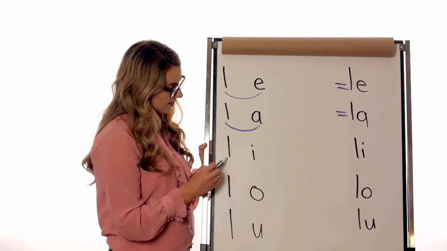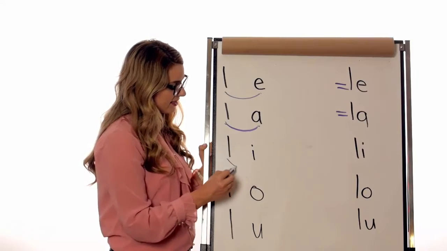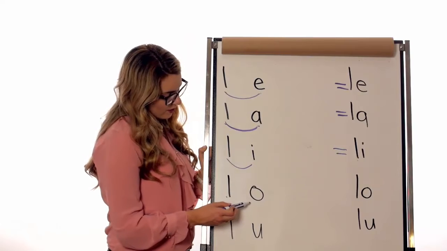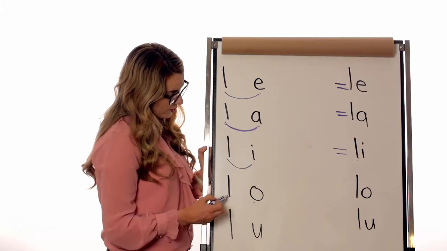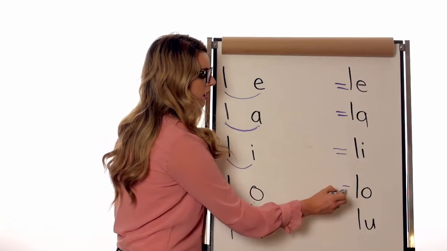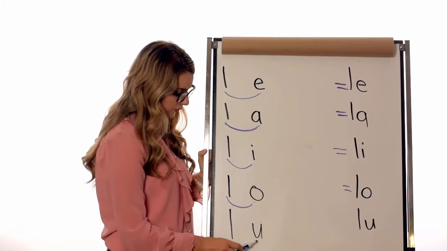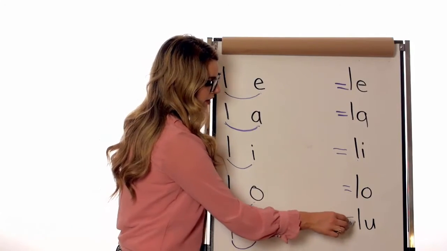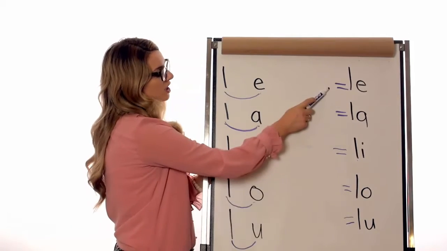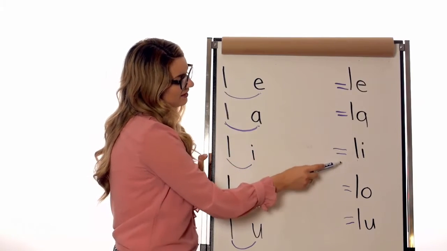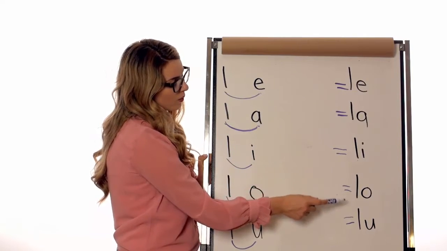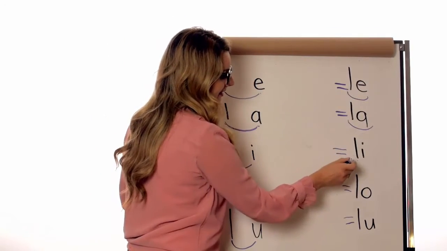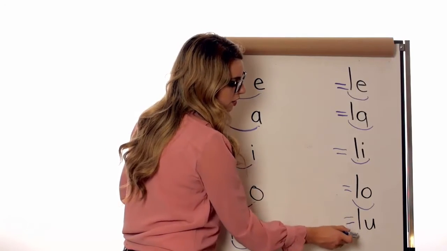L, E, le. L, I, li. L, O, lo. L, U, lu. Let's go top to bottom. Le, la, li, lo, lu. Okay? Le, la, li, lo, lu.